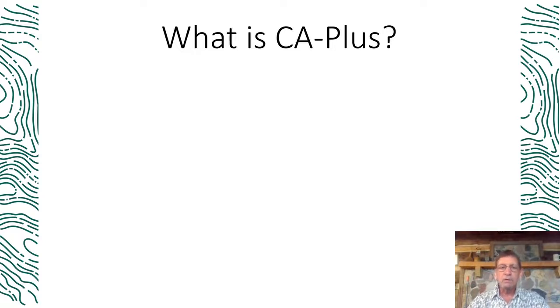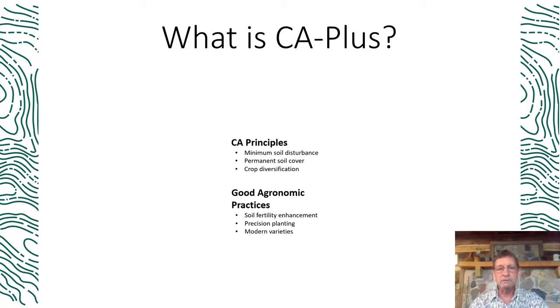We've begun referring to what we promote in our programs as CA+. We do promote this 3 CA principles because we feel that they're fundamental to good farming practices. However, we also promote alongside those principles good agronomic practices which can help enhance crop yields in the short run. And soil fertility enhancement is at the top of this list, but precision planting, modern varieties of crops are also something that are often included in our programming.